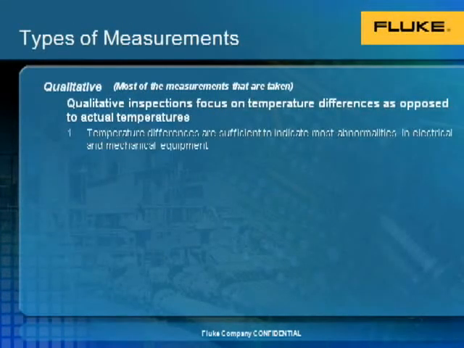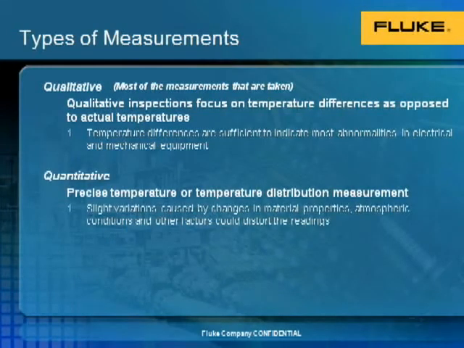There are two main types of measurements that can be obtained when using thermal imagers, the first being qualitative. Note that most of the measurements taken with thermal imagers are qualitative in nature. These inspections focus on temperature differences as opposed to actual temperature. In many cases, the temperature difference is sufficient to indicate abnormalities in electrical and mechanical equipment. Many inspections using thermography rely on comparing similar equipment.